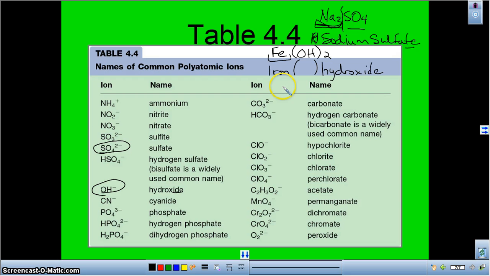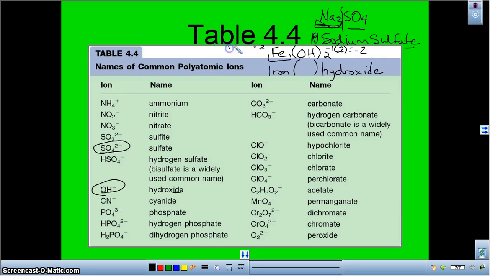Now what I'm going to have to do is figure out what my charge is on my iron. Well, each hydroxide, just like we could look at the periodic table and look at the group that chlorine's in and say they always have a -1 charge, hydroxide is always going to have a -1 charge. So I have a -1 charge. How many hydroxides do I have? I have 2. That means that this side is a -2 charge. If this portion is -2, that means that this portion has to be +2.